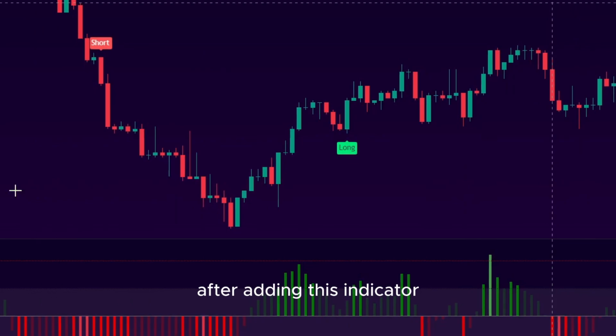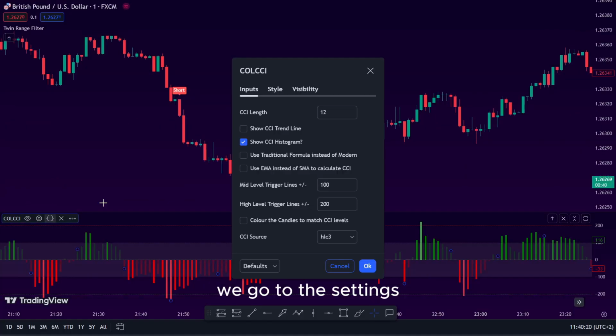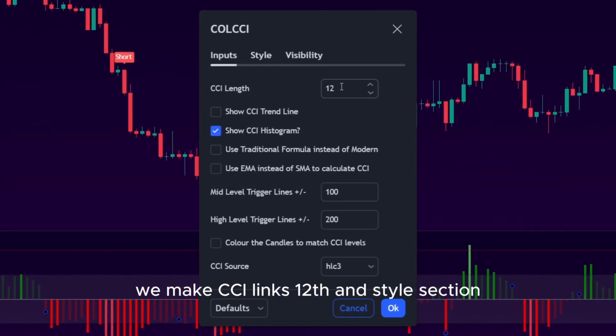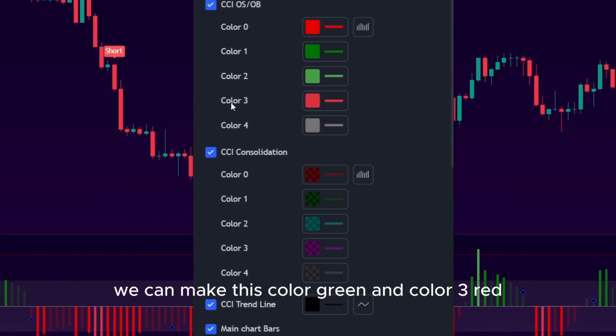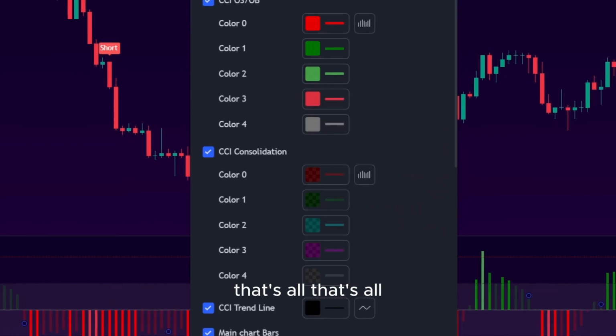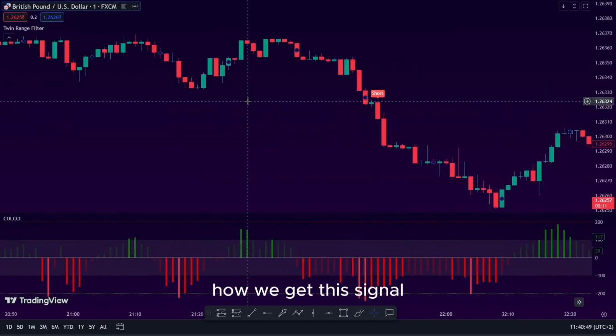After adding this indicator, we go to the settings. We make CCI length 12 and in the style section, we can make this color green and color 3 red. That's all. How do we get this signal?